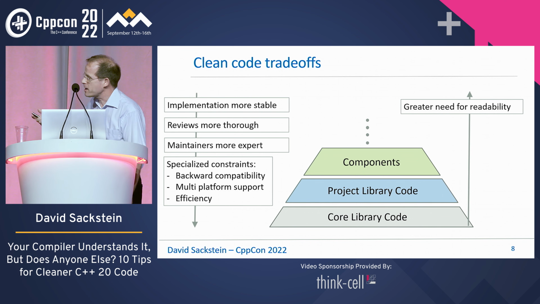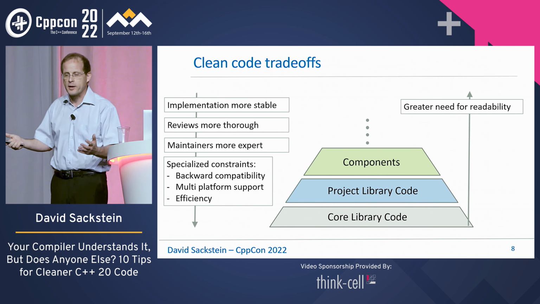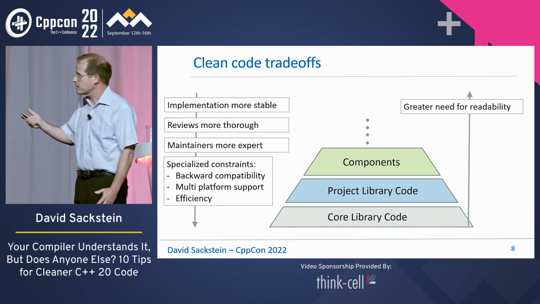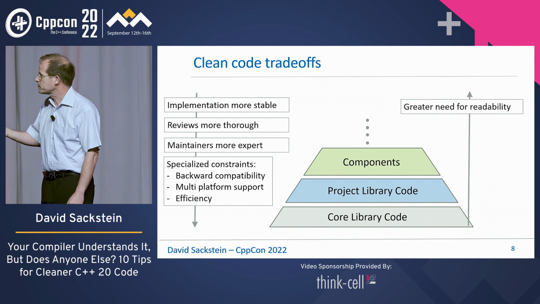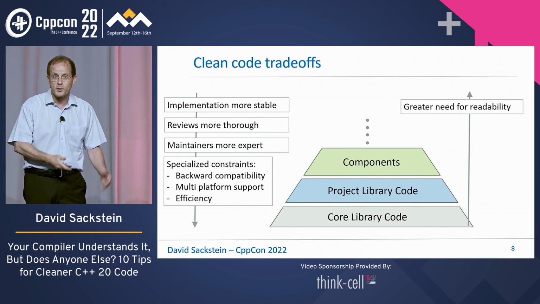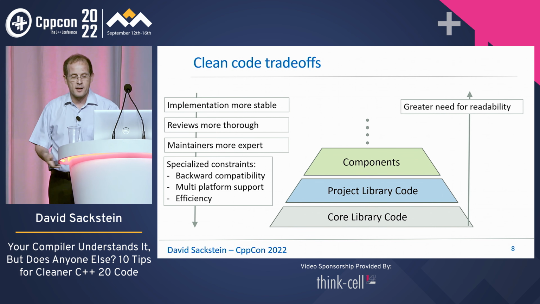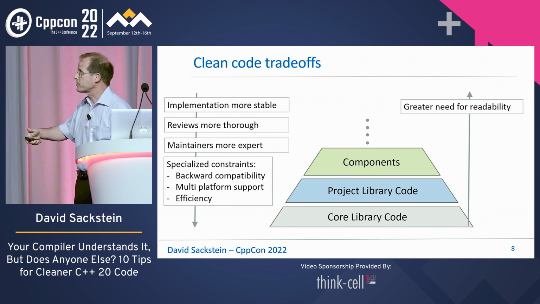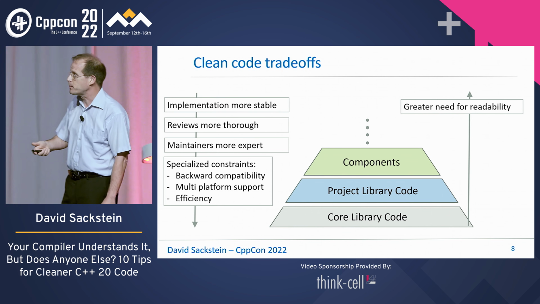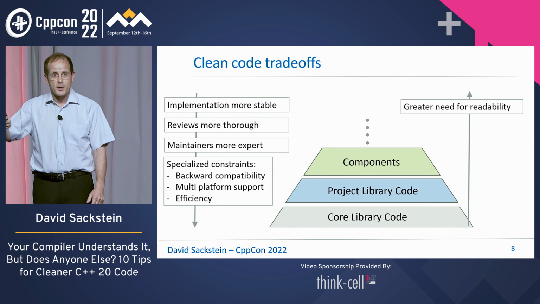So what I presented here is almost like a visualization of the development environment that we work in, and to understand how clean code is applicable at each layer. So at the very lowest layer, we have core library code, like the code that we saw earlier in the presentation. That would include core libraries like the standard library. And then above that, we have project library code or third-party components. And above that, components that we write and applications above that.